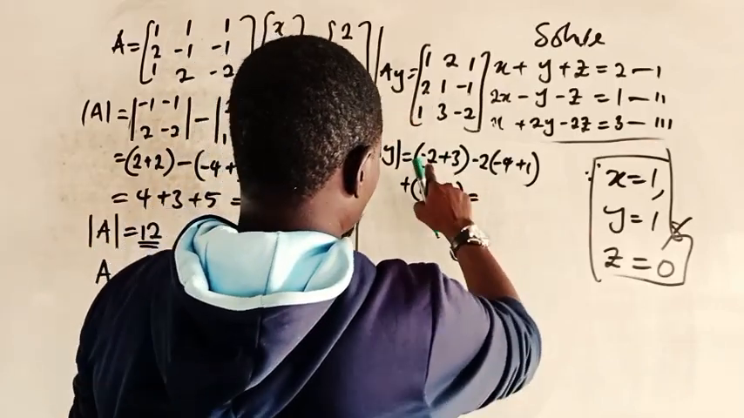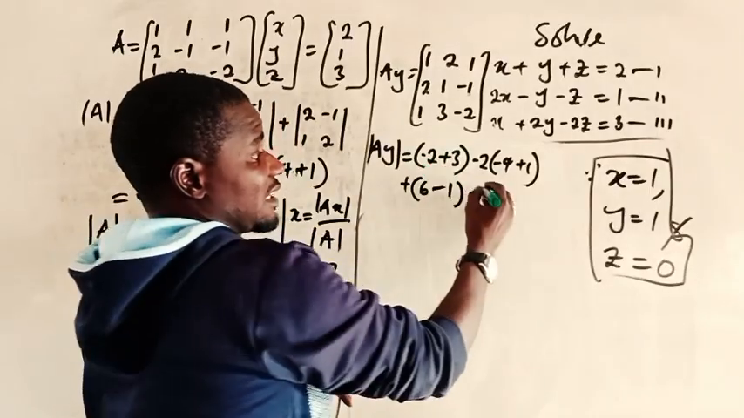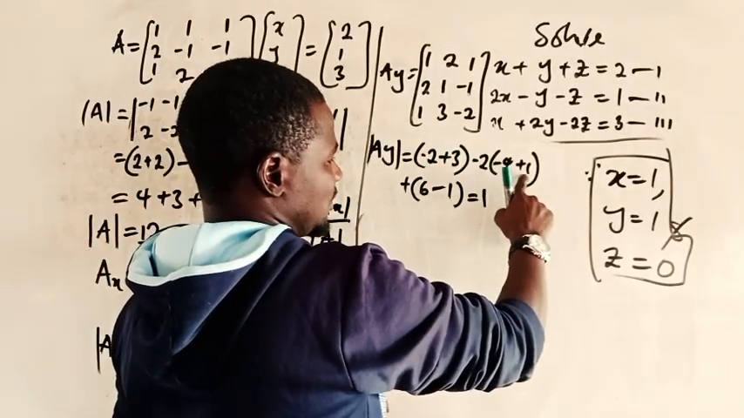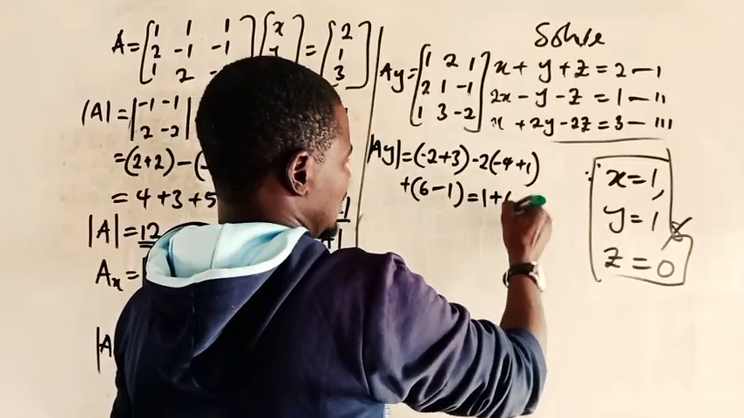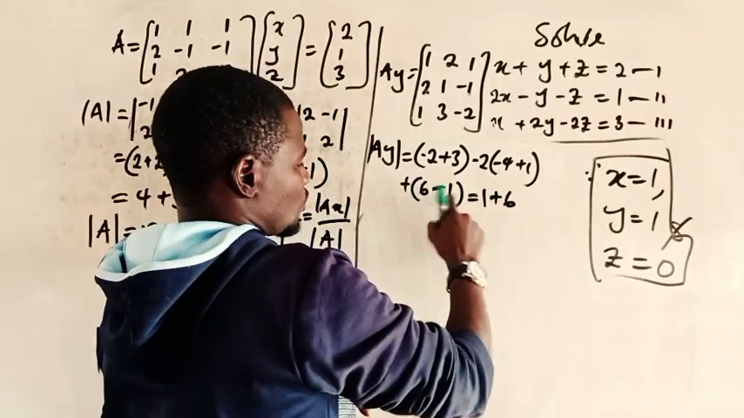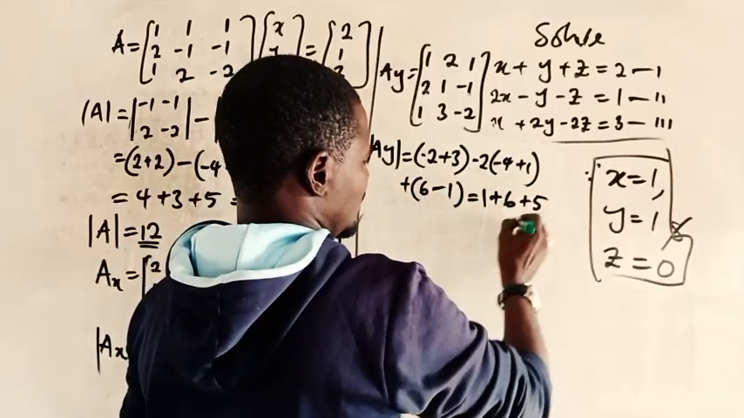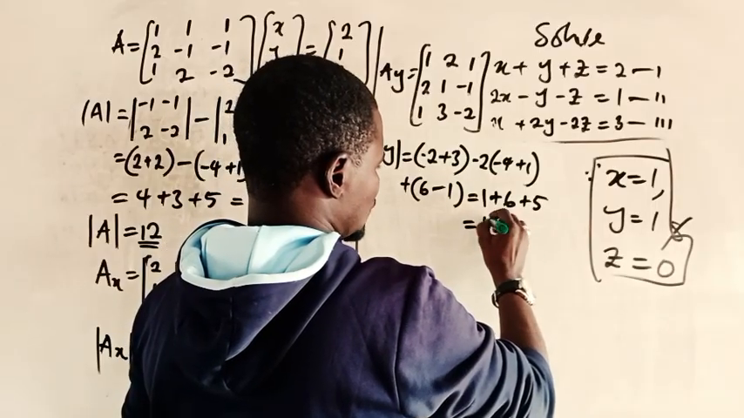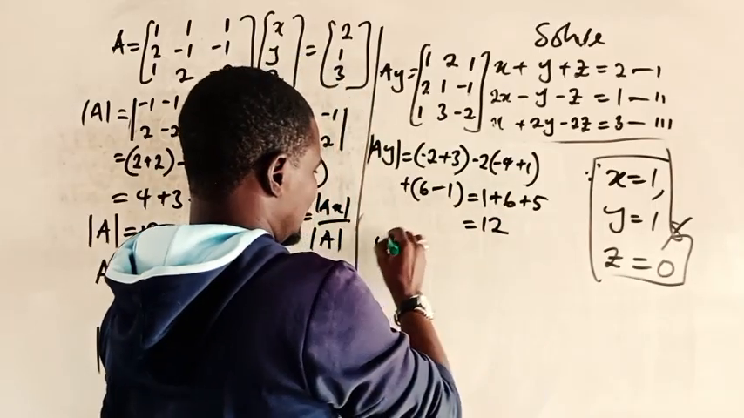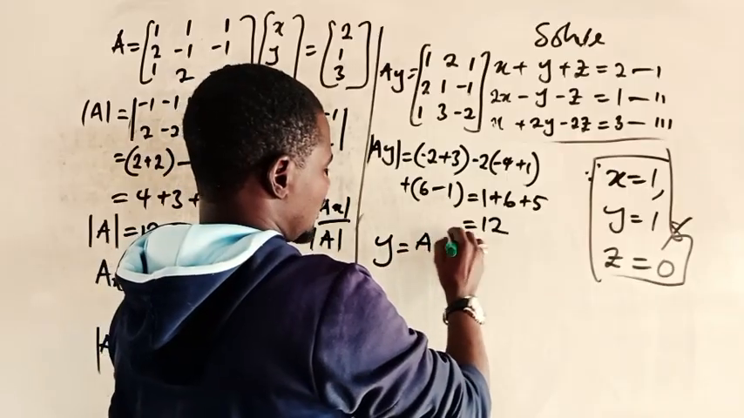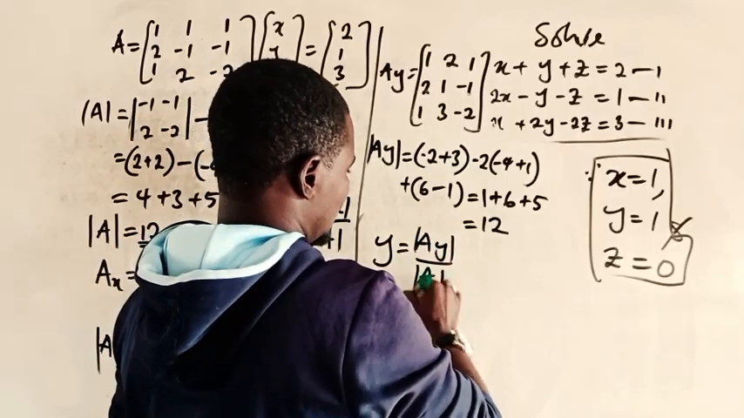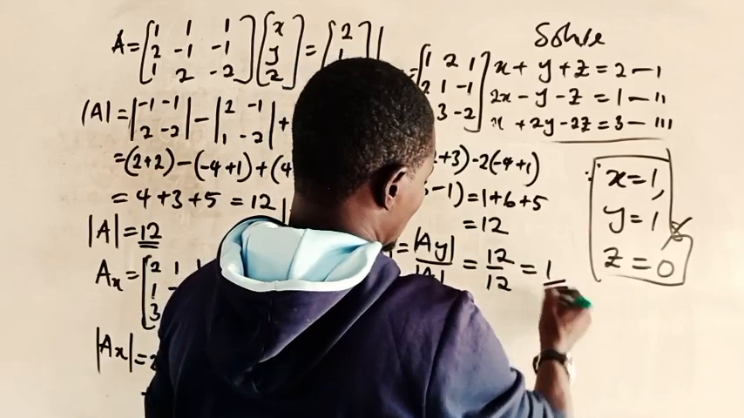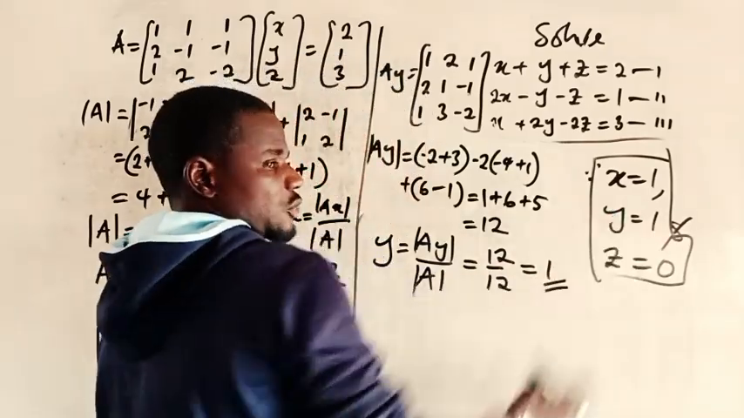And this equals minus 2 plus 3, which is just 1. Then minus 4 plus 1 is minus 3, and minus 3 times minus 2 is just plus 6. Then 5 minus 1 is 5. So this is 1 plus 6 plus 5, which is 12 also. So we have the value of y equals determinant of y all over determinant of a, and this is 12 all over 12, which equals 1 again. Remember, our y equals 1.